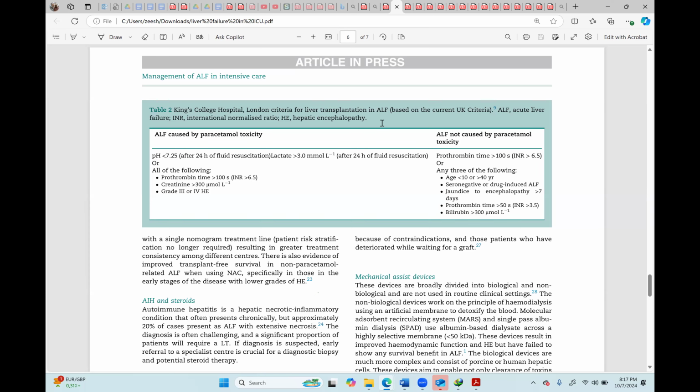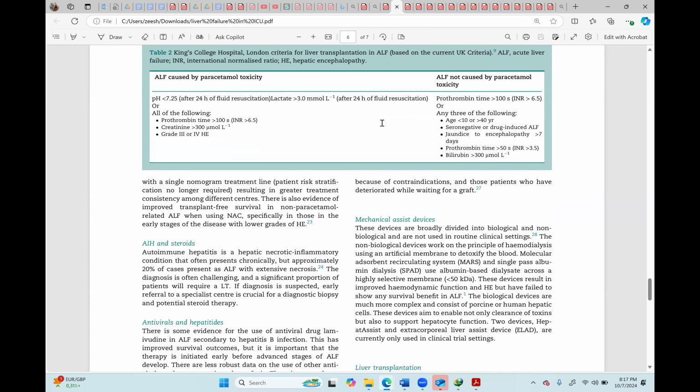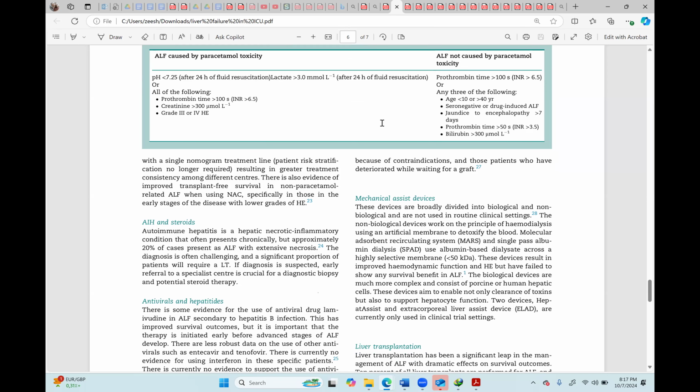These are just criteria, but you just need to know the parameters because it's not possible to remember all the numbers and everything. So if you forget the numbers, at least try to remember the parameter names. Like encephalopathy, creatinine, and PT here, and age and bilirubin. So you can just cram like that.